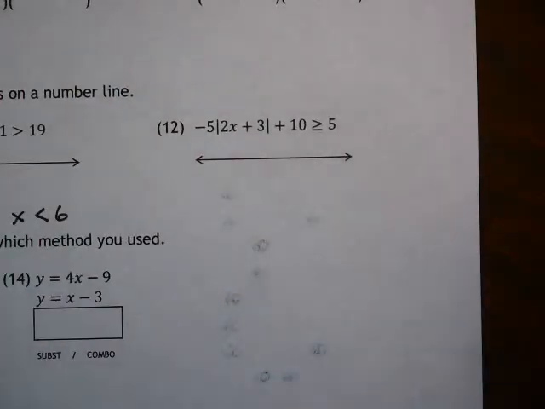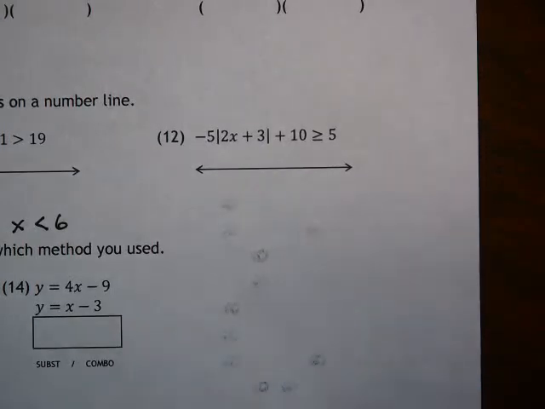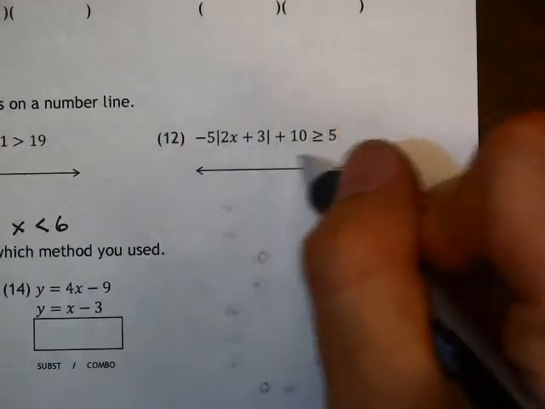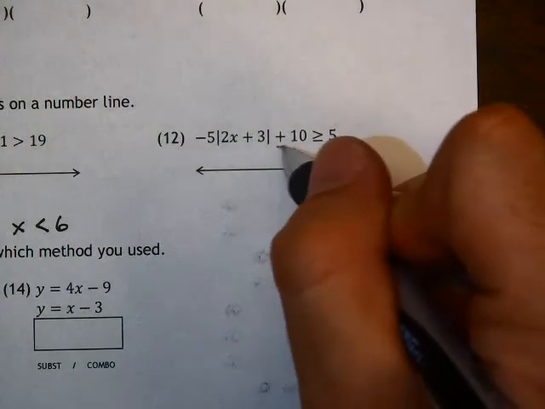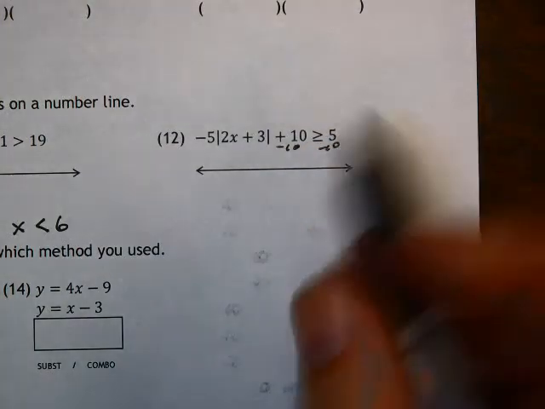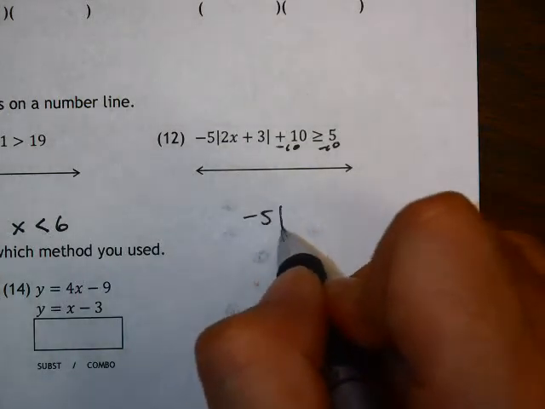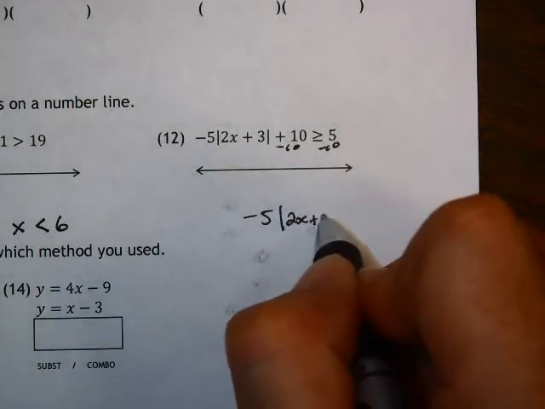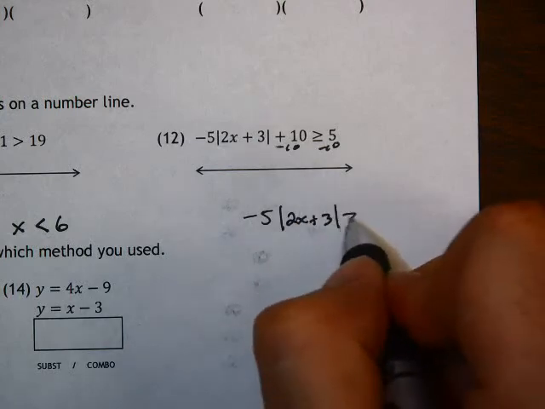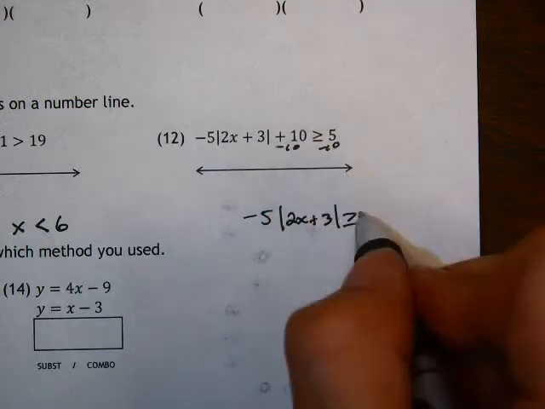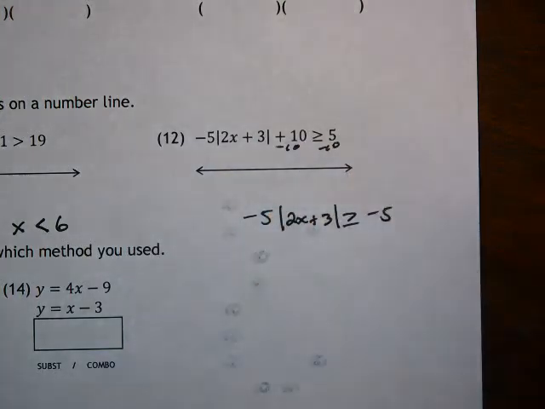Now, also, I'm going to look at number 12. And again, the mistakes here happen because of knowing when to flip the symbols. So what I'm going to do is start by subtracting 10 from both sides, because again, I want to get this absolute value by itself. Negative 5, absolute value of 2x plus 3, greater than or equal to, those 10's cancel. 5 minus 10 is negative 5.